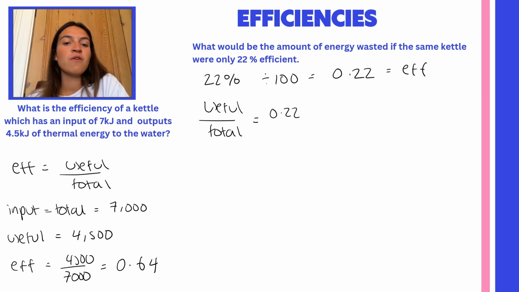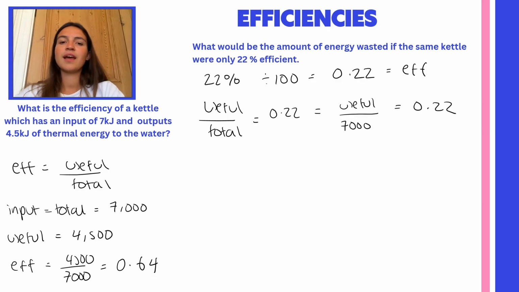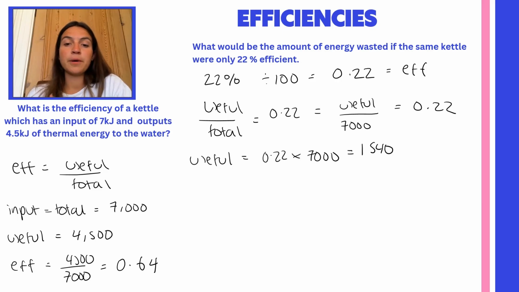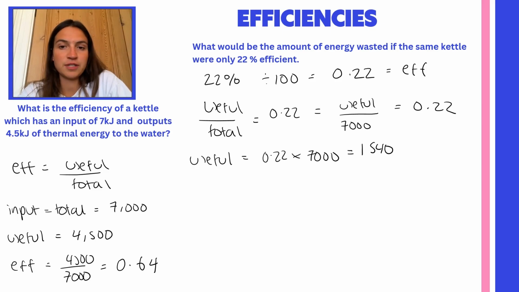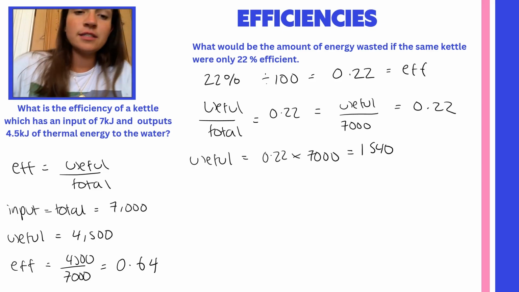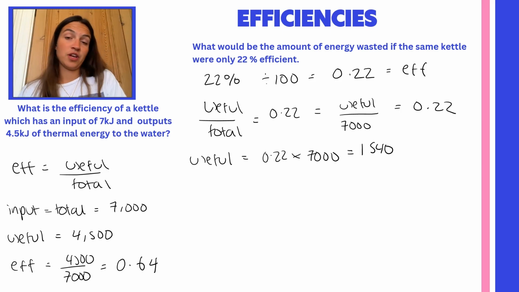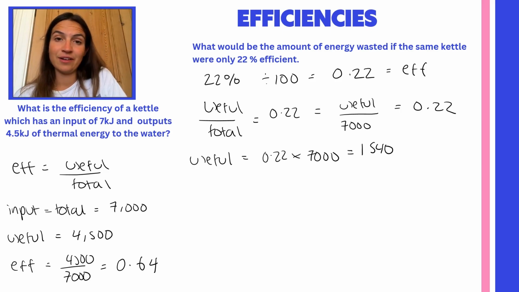My useful over my total should equal 0.22. So I'm going to plug my 7,000 in there, useful over the total, which was my 7,000 joules from the previous question, is 0.22. So to find useful, I need to multiply both sides of that equation by 7,000. So I get useful equals 0.22 times 7,000 is 1,540. But it did not ask me the amount of useful energy, it asked me the amount of wasted energy.